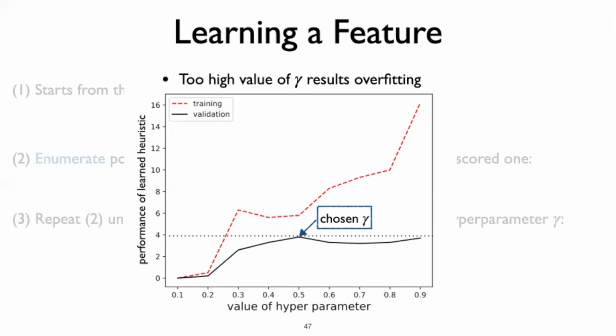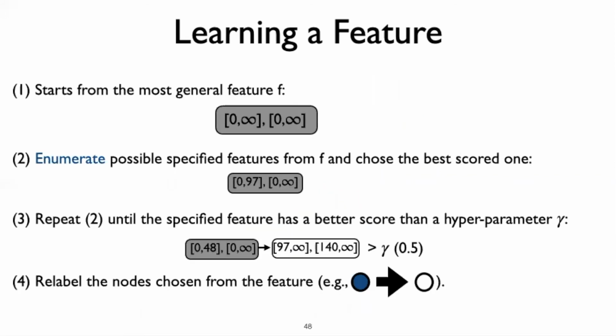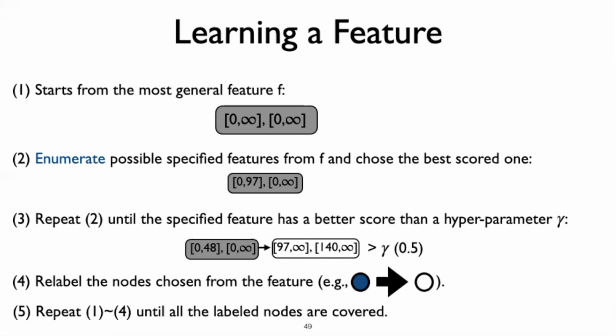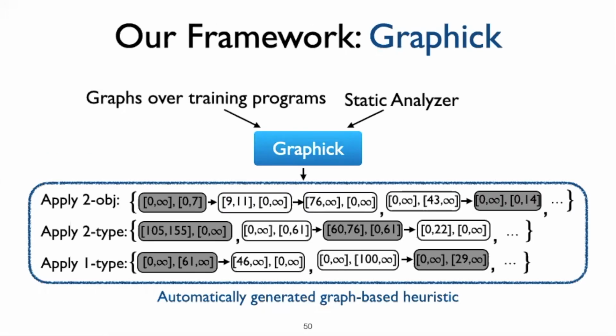After our algorithm produces a qualified feature, it relabels the nodes chosen by the feature to produce a different qualified feature in the next iteration. Our algorithm repeats this process until all the labeled nodes are covered. If all the labeled nodes are successfully transformed into features, the algorithm returns the sequence of sets of features as a graph-based analysis heuristic. Now, I will show the experimental results.